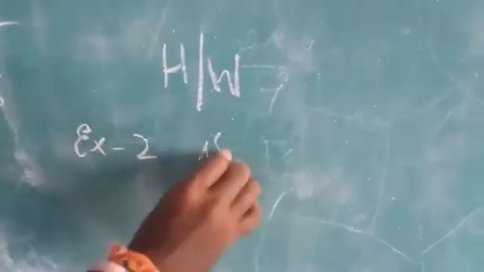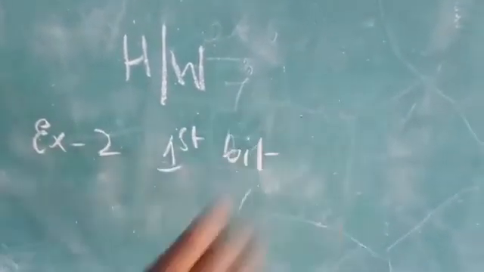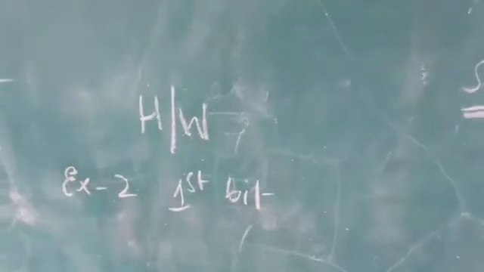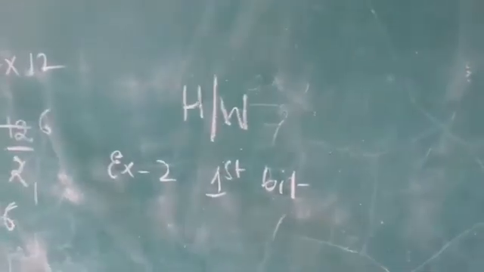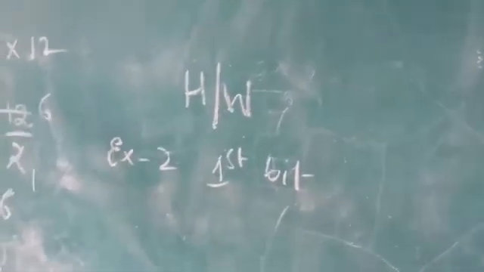So now the homework is exercise 2, first bit. In that first bit I explained first, second, fifth.